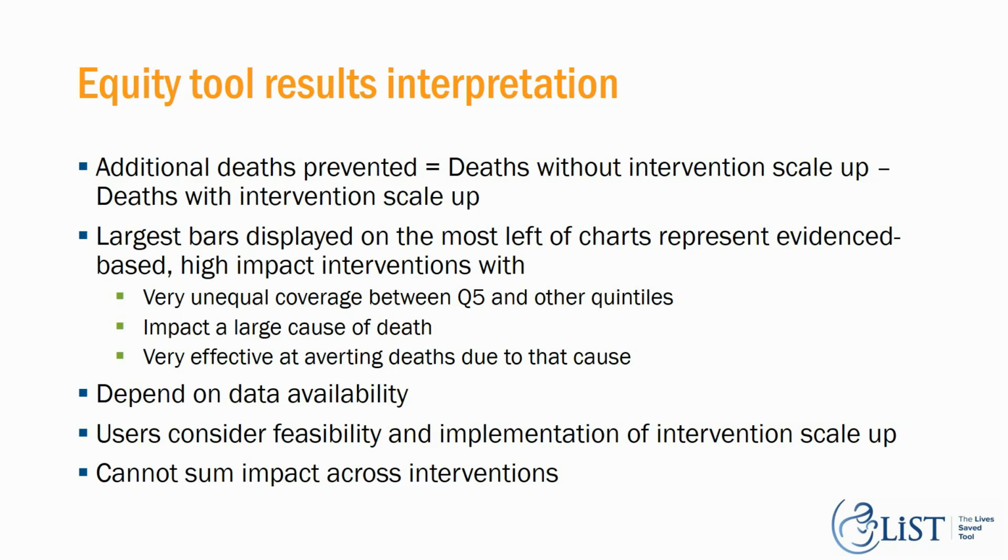So that's how the general Lists software works. The equity tool does not work this way. So as we've insisted during this video, this only models what happens if you were to scale up each individual intervention. So if you try to sum up the impact, if you try to sum up the bars altogether, you'll be double counting the lives that were saved by preventive interventions, for example, and curative interventions. There's no separation here, and you will double count. So the impact cannot be summed across the interventions in the equity tool.